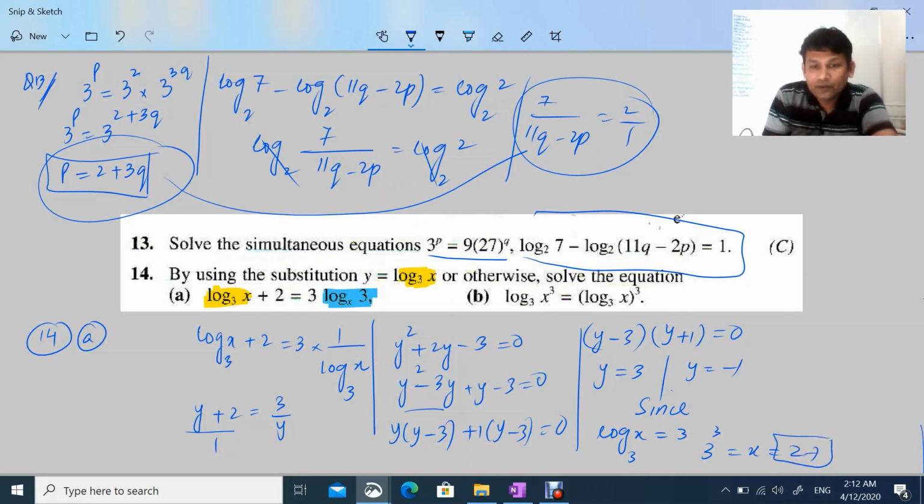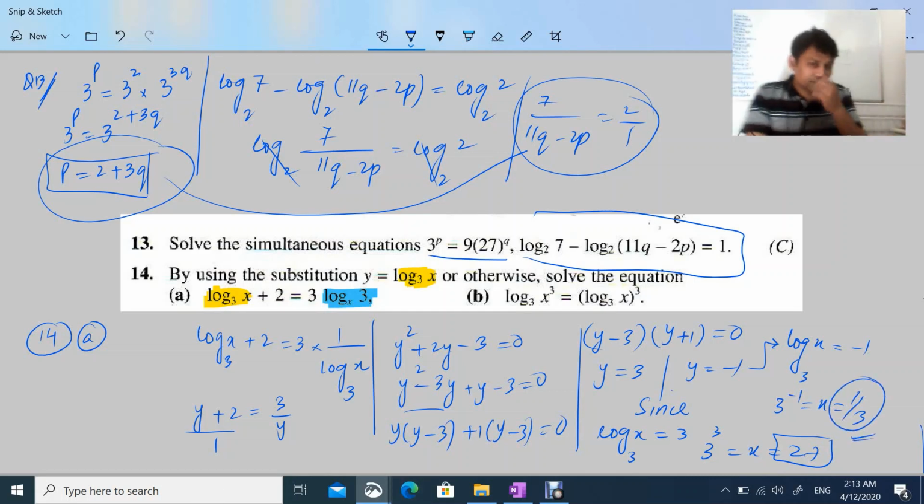Okay, now this part. When I write log 3 x, it is equal to minus 1. In index form, 3 power minus 1 is equal to x. So 3 power minus 1 is equal to x, and x is equal to 1 upon 3, and that's what we have done. And I think we have done 3.1 till 3.6. We have done a number of questions.